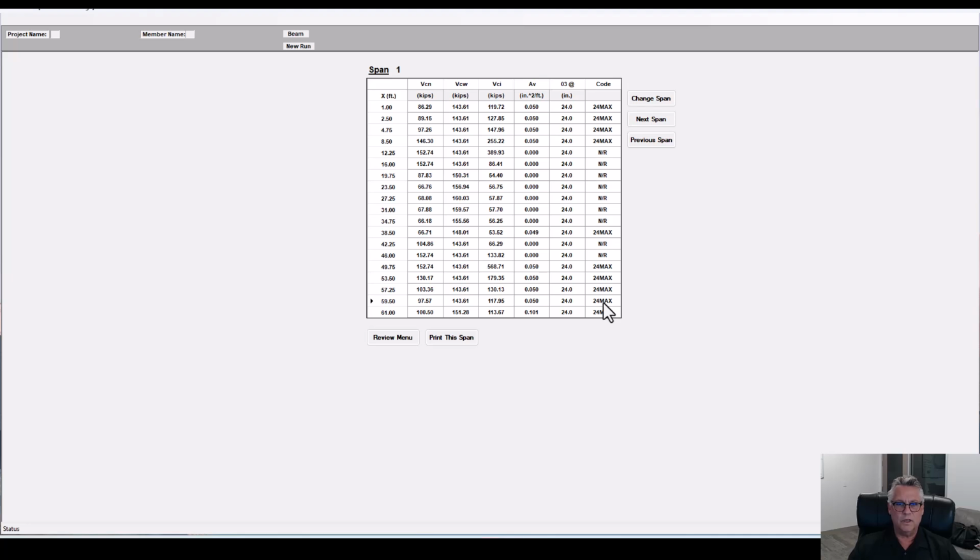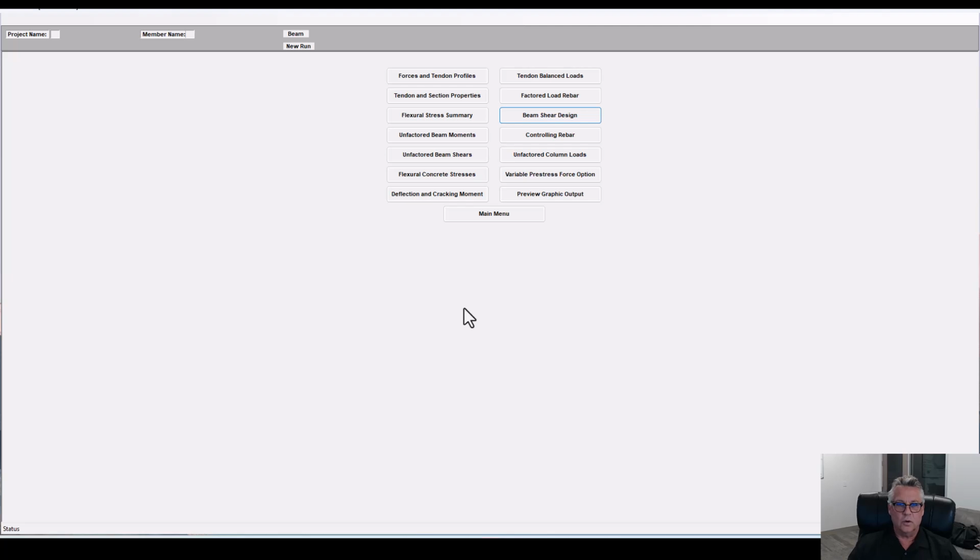I will probably give you a project that does not result in minimum, or maximum stirrup spacing, actually. Minimum stirrups required. So you'll have a little bit more fun checking VCN, VCW, VCI, and some value here. So those are the review menus that you will be interested in if you're working along.